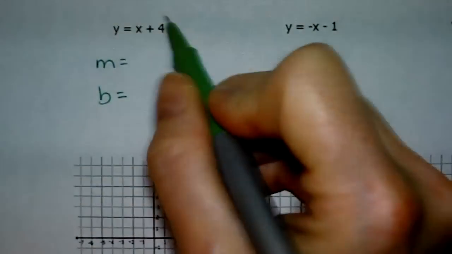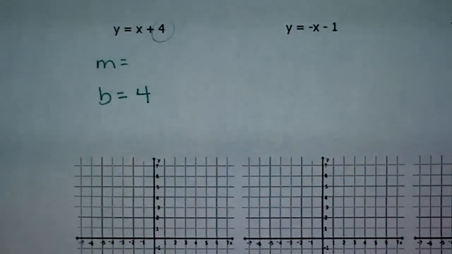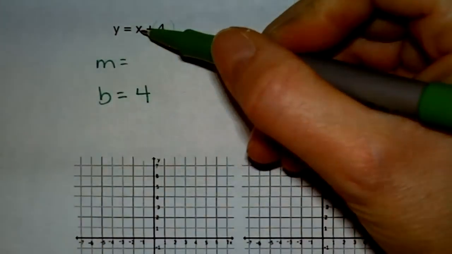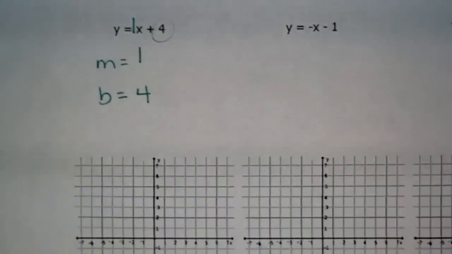Start with a b. This 4 is by itself. That's my y-intercept. Please do not write that the slope is x. The slope is not x. The slope is a coefficient of x. And what's the coefficient of a variable that has no coefficient? It's a 1. So my slope is 1.